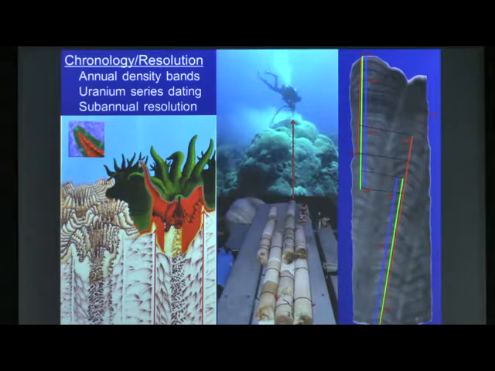Next step is to have some proxy within the skeleton. So I'm going to look at chemistry variations within the skeleton, and that's strontium calcium. So here you'll see these red, blue, and green lines. These are all sampling paths within the skeleton.